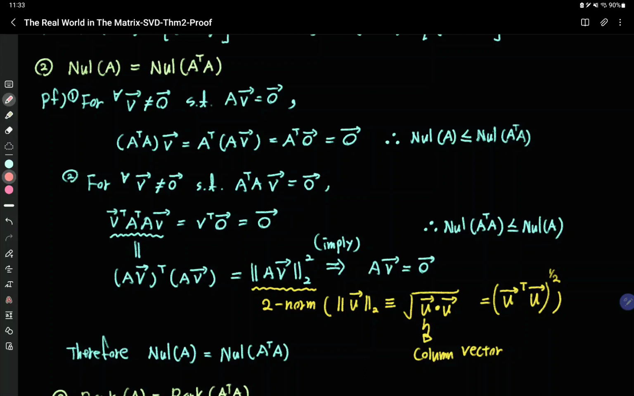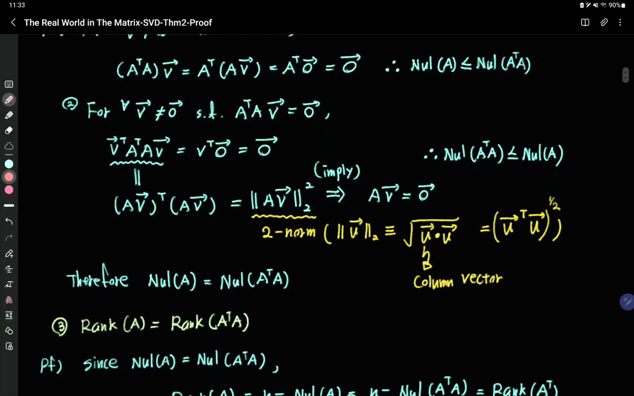So this is equal to the square of the L2 norm. That must be greater than or equal to 0. But that is equal to V transpose times the 0 vector, because we multiply V transpose on each side. So we got this, but that must be greater than or equal to 0, and the right hand side turns out to be 0. It means that A times vector V must be the 0 vector.